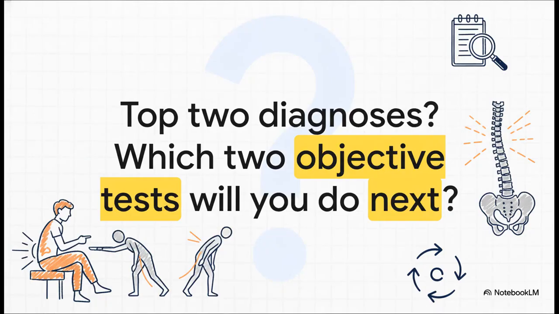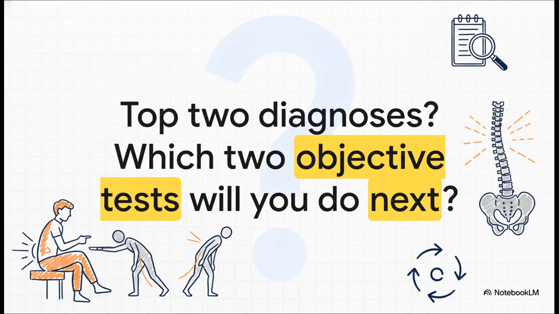All right, here is your first big decision. Based on that history alone, what are your top 2 differential diagnoses? And, maybe more importantly, what are the first two objective tests you're going to do to either prove or disprove those ideas? Go ahead and pause here and really commit to an answer.